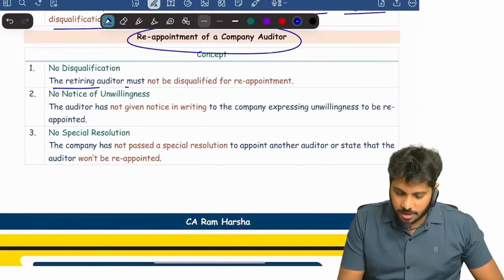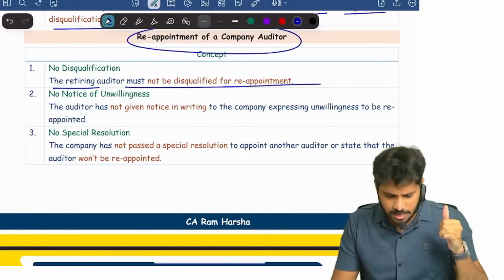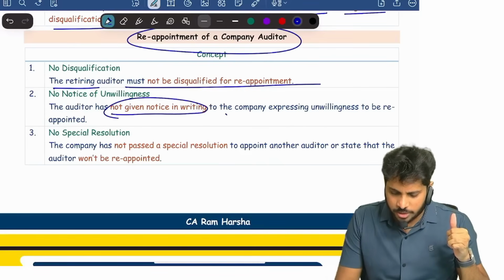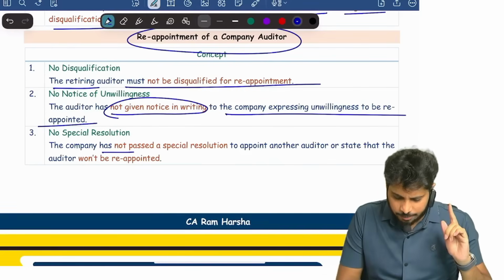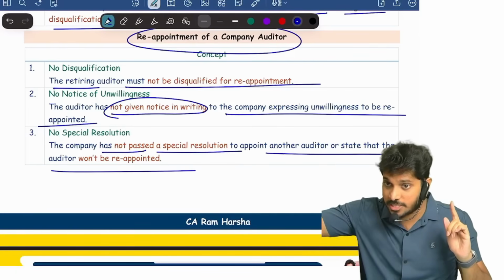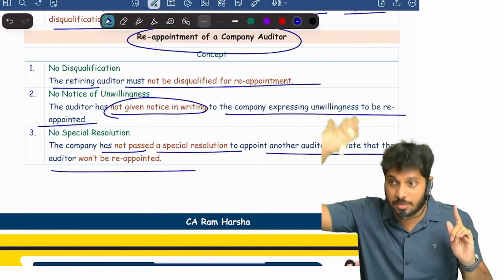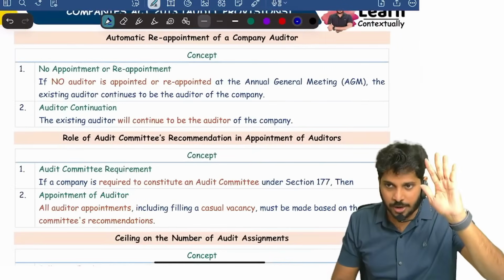Next, the retiring auditor, reappointment of the company auditor. The retiring auditor must not be disqualified. Can I reappoint the same auditor? Yes, if he is not disqualified, you can reappoint him. The auditor has not given a notice in writing that he is not willing. He is willing. Then the company has not passed a special resolution to appoint some other auditor. Like, there is no special resolution passed in the company that somebody else will be appointed. In all these cases, the auditor will be reappointed.